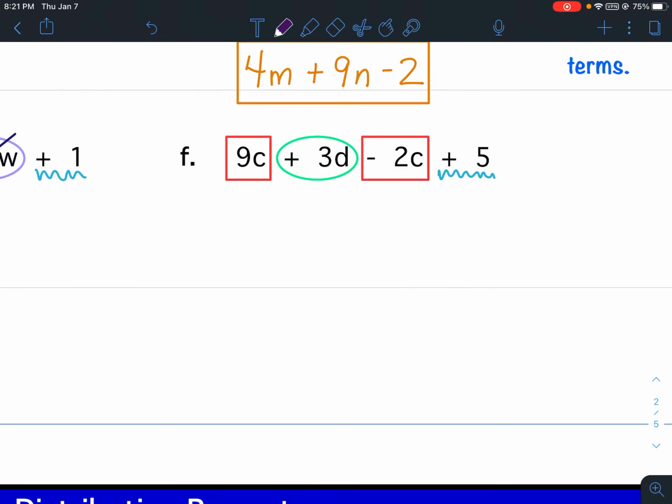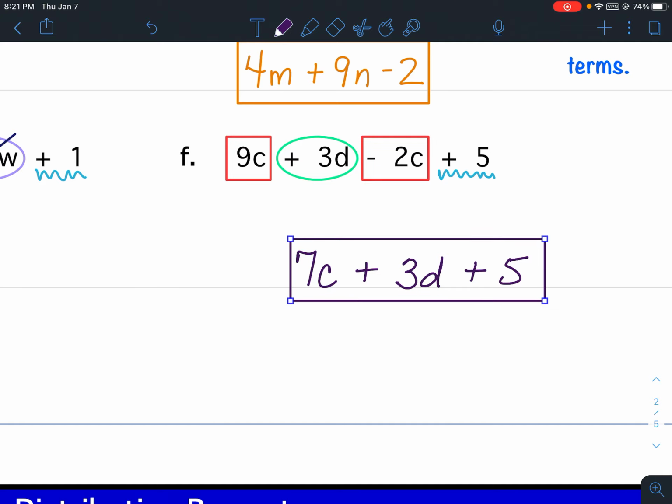And now F. I boxed my C terms, circled my D terms, and underlined my constant term. So looking at this, the only thing I can combine are the 9C and the negative 2C. So 9 minus 2 would give me 7C. And then I just bring down my D term and bring down my constant term. So plus 3D and plus 5. So my final answer, 7C plus 3D plus 5.